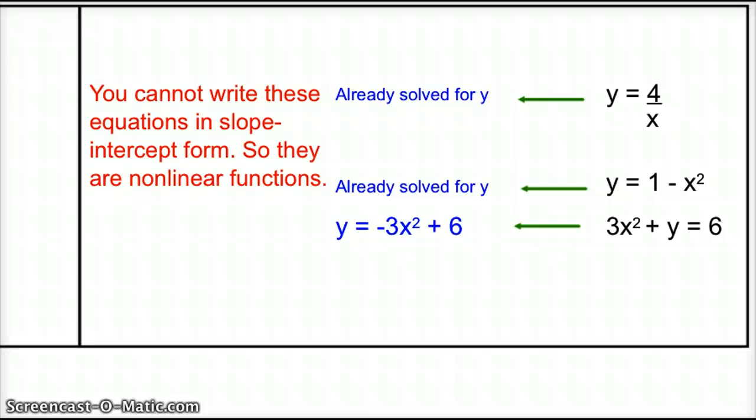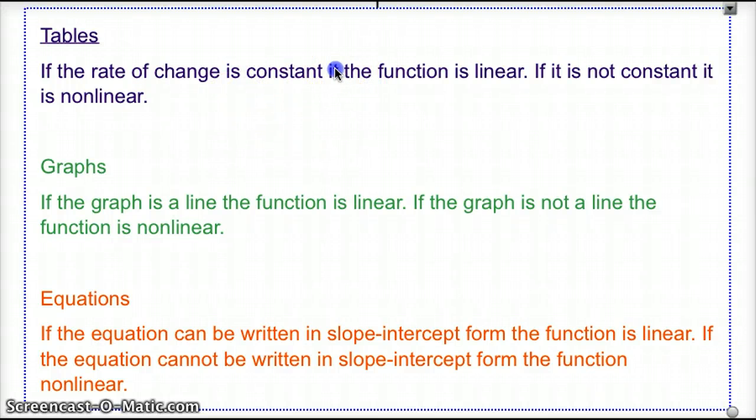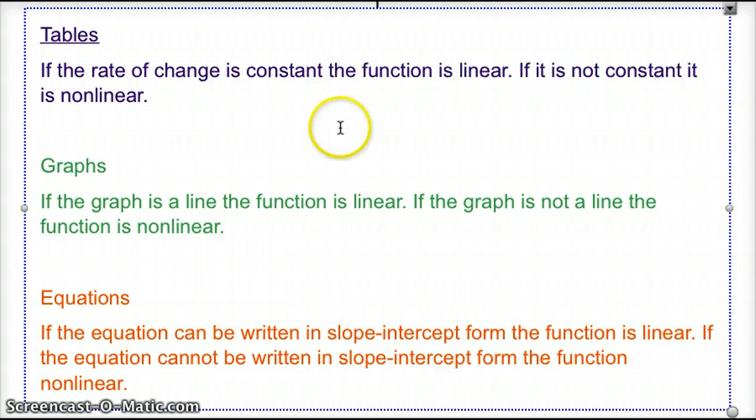So let's recap everything we learned. For tables, to decide if they show a linear function, you're looking at the rate of change. If the rate of change is constant, sorry, typo here, the function is linear. If it is not constant, it is nonlinear. So look to see what your change in your x values are, look to see your change in y values, and decide if it is constant or not.